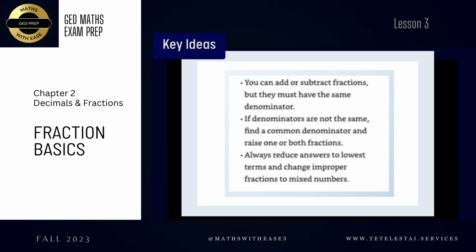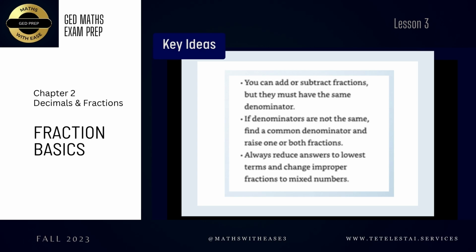So you can add or subtract fractions, but they need to have the same denominator. So if the denominators are not the same, again, the denominator is the number on the bottom, you need to find a common denominator between both fractions, and then you need to raise one or both of the fractions, and then continue with the operation as normal. And you always want to reduce your answer to the lowest terms.